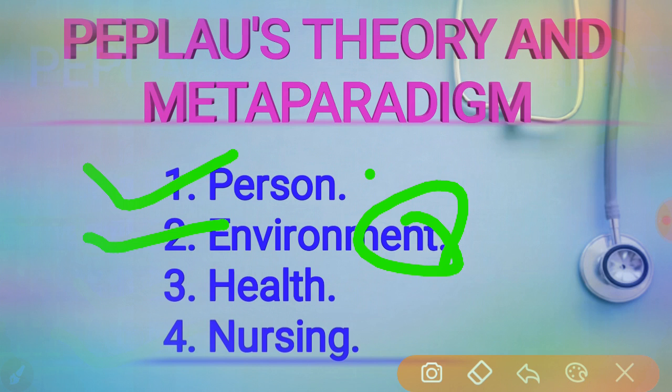Then the third one is health. Health means a complete state of well-being. Here the word health symbolizes forward movement of personality and other ongoing human processes in the direction of creative, constructive and productive living. Not only creative, constructive and productive, it also includes personal and community living. Got it? Then the fourth one is nursing.